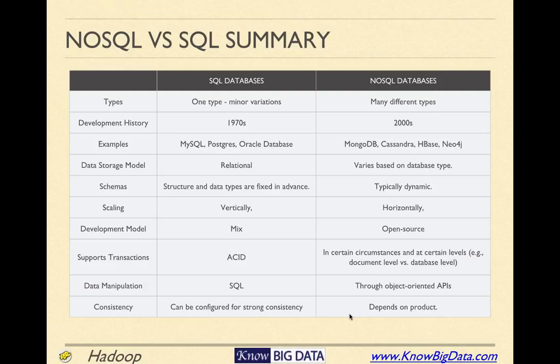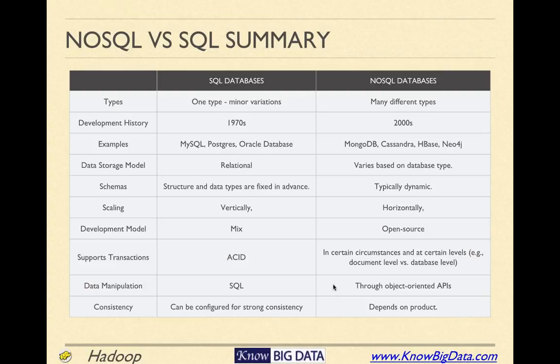Development history for SQL databases is the 1970s, while NoSQL is 2000. Examples of SQL databases is MySQL, and in case of NoSQL, there are MongoDB, Cassandra, HBase, and so on. And the data storage model in case of SQL databases always was relational, and in case of NoSQL, there has been no standard. Everybody has their own different kind of data storage model.